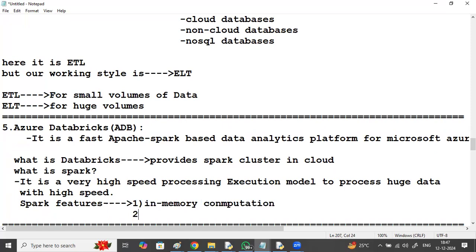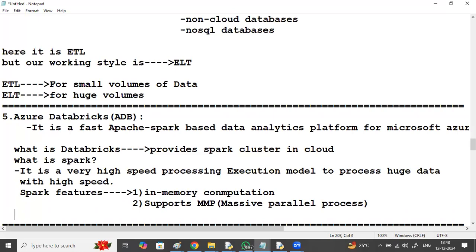Secondly, it supports MPP, massive parallel process. Sorry, it's MPP, not MMP. Massive parallel process. It is 100 times faster than normal disk processing. So you'll be getting knowledge on this Spark also. It has a very high rate of speed, right?